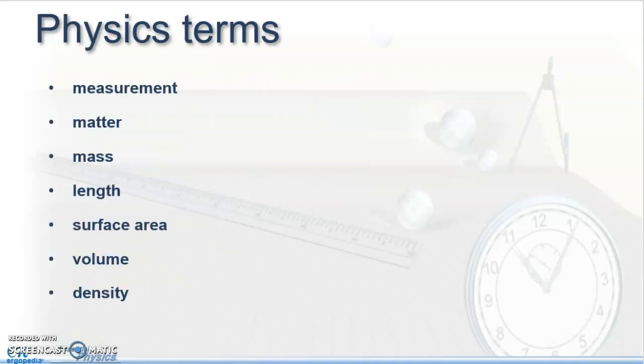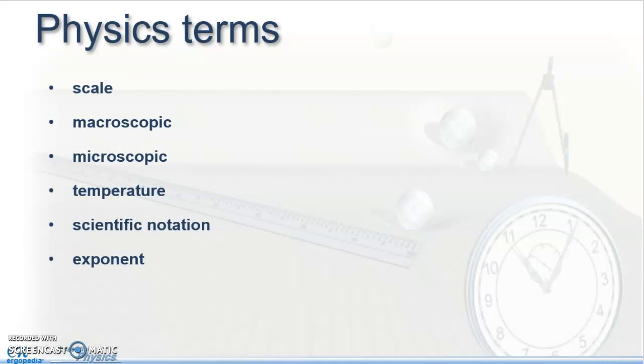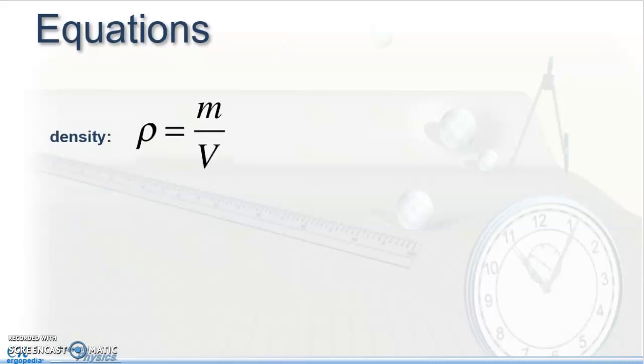And some terms we'll talk about as we work through: measurement, matter, mass, length, surface area, volume, and density. So it's scale, macroscopic, microscopic, temperature, scientific notation, and exponent. And we'll talk about the density equation.